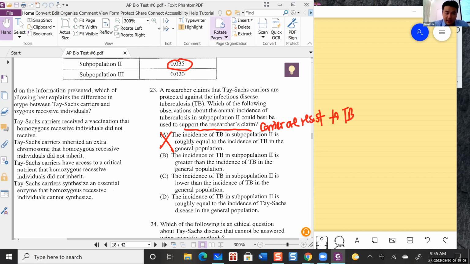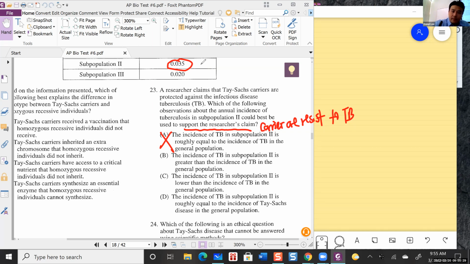Okay, next one. The incident TB in population 2 is greater than incident TB in population 3. Well, that is a fact. So I'm going to keep this one and come back to it later. The incident TB in subpopulation 2 is lower than incident TB in population 3, right?